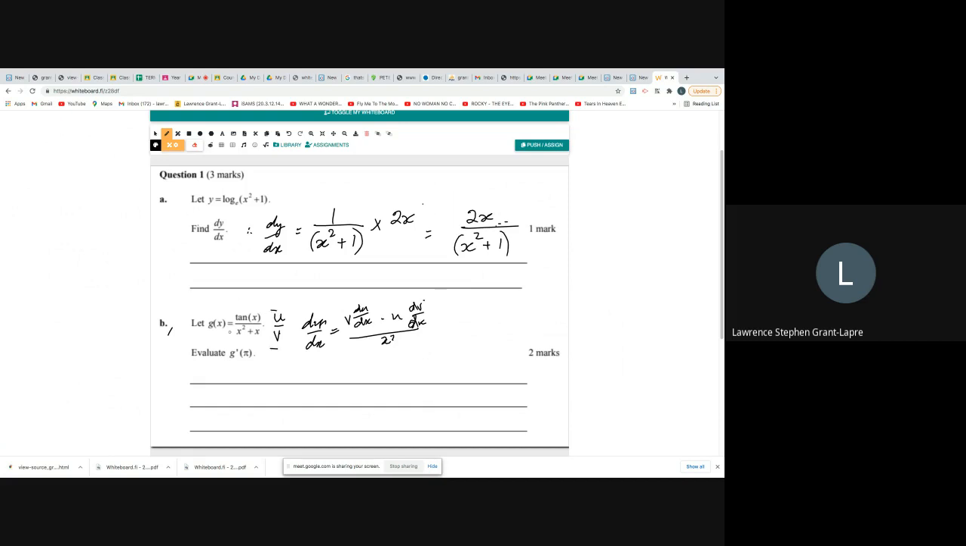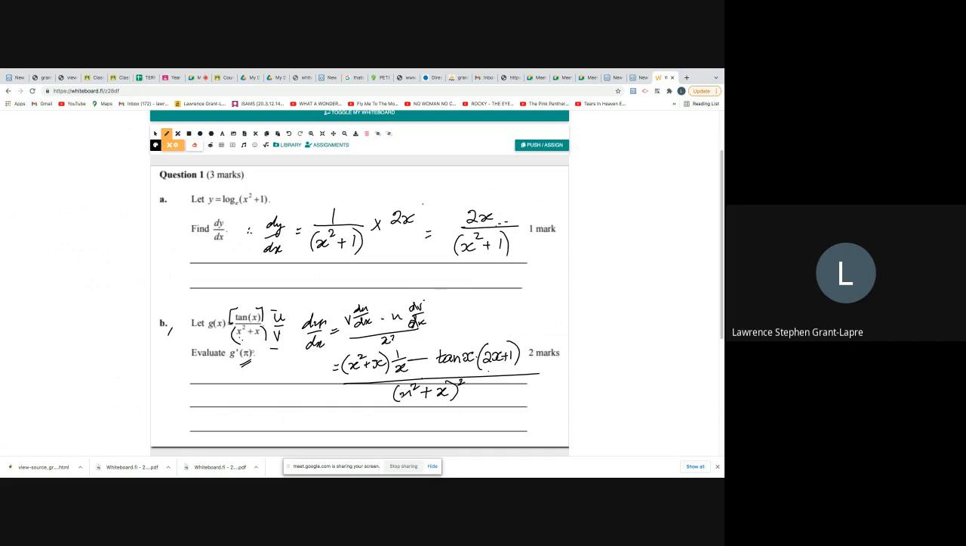V is x squared plus x. The derivative of u, the derivative of tan x, is 1 over x. We just talked about that. Minus u, which is tan x. And the derivative of our denominator is 2x plus 1. All over v squared, which is x squared plus x, all squared.